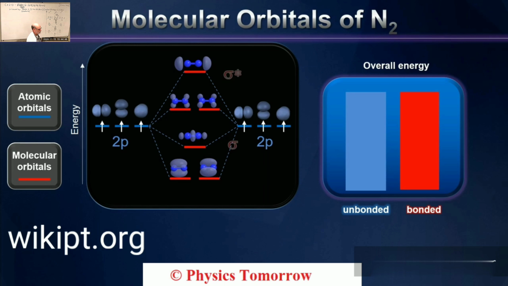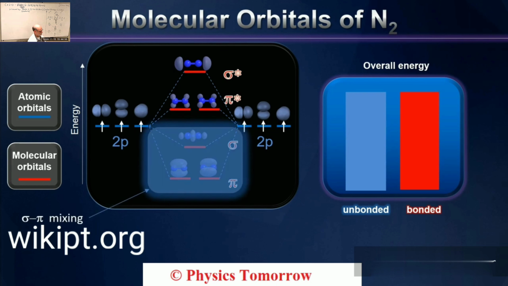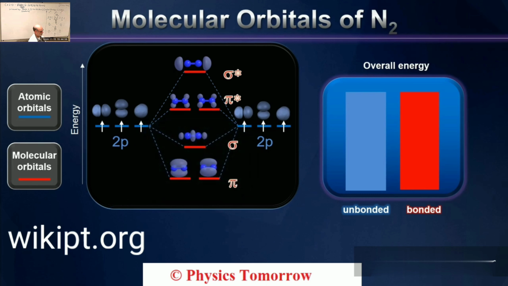Notice that the sigma molecular orbital is actually higher in energy than the pi. And this is an interesting phenomenon. It's caused by something called sigma pi mixing. And we won't go into great detail into it here, but I wanted to point it out because this is how you'll probably see it in your textbooks.